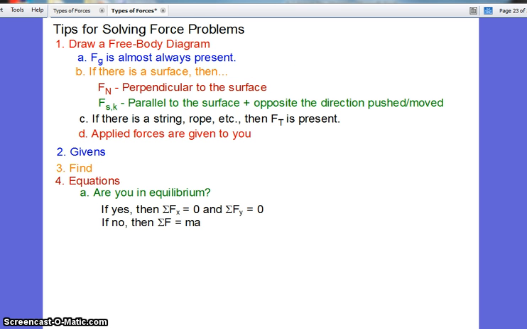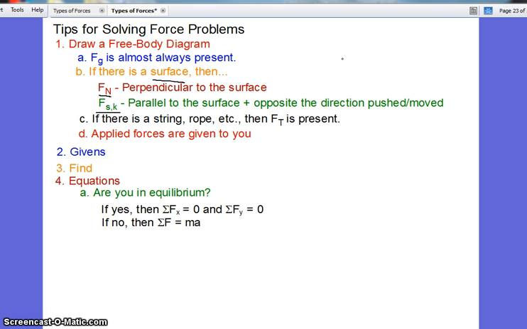So how do we go about solving equilibrium problems? Well, first thing we're going to do is draw a free body diagram. When drawing a free body diagram, you always want to draw the gravitational force, because we'll always be on the earth, and so that force is down. Then we want to look to see if there is a surface. If there is a surface, then there's a possibility of two forces. There's a possibility of the normal force, which would be acting perpendicular to the surface, and there's a possibility of friction, which is parallel to the surface.